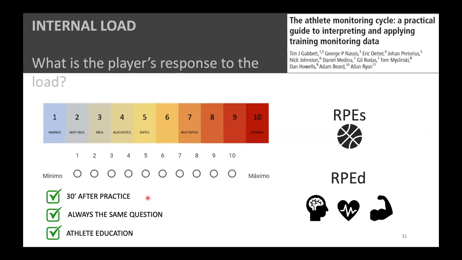From a perspective, the most important thing is athlete education. They need to understand why, how, and what we are measuring, okay? For example, if we use a 1 to 10 RPE scale, the player must know that 5 is not half of 10, okay? 5 is difficult, but it's moderate.